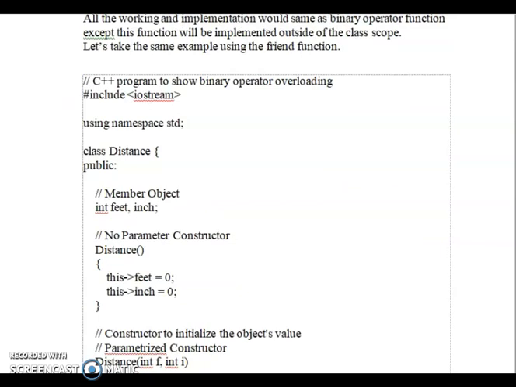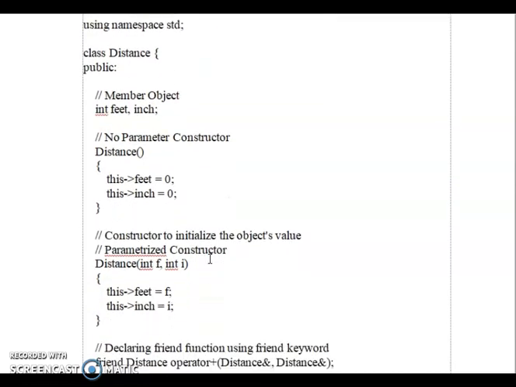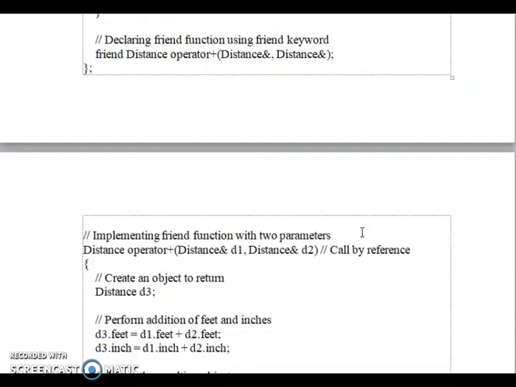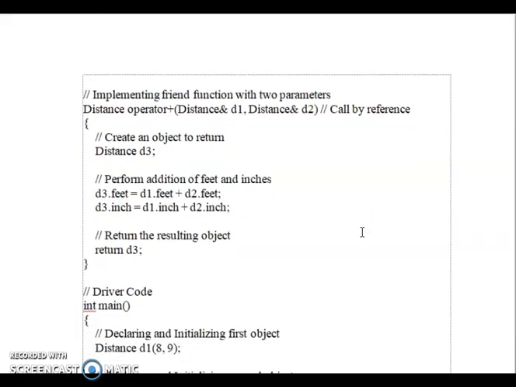Here we declare the same class name, Distance, and the same member function with feet and inches, but there is no parameterized constructor. Here we declare feet equal to 0, inches equal to 0, but here we initialize the object value, Distance, and the parameter is the constructor. Here we use a friend Distance operator plus, Distance address of Distance address, implementing a friend function by using call by reference. This is the friend function.